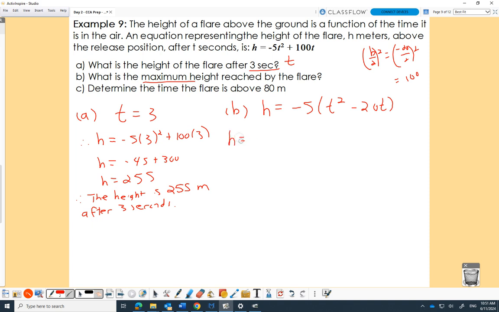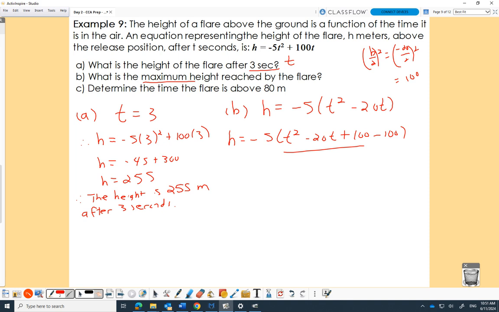H equals negative 5 t squared minus 20t plus 100. There, I needed 100 in there. You can just add 100 to every equation. I also have to minus 100. It's a little math trickery. I need 100, so I add 100, and then I subtract 100. Why is that so magical? What happens now?